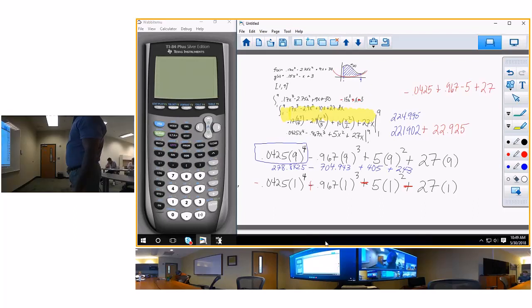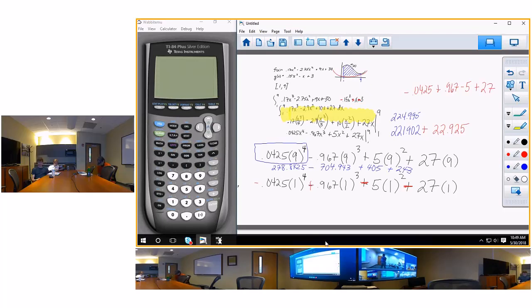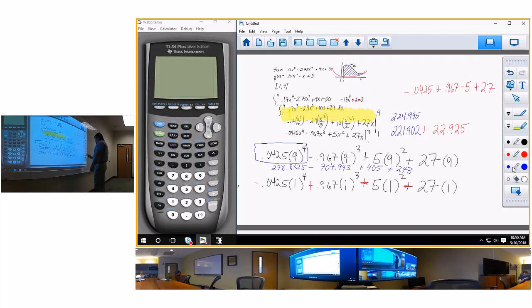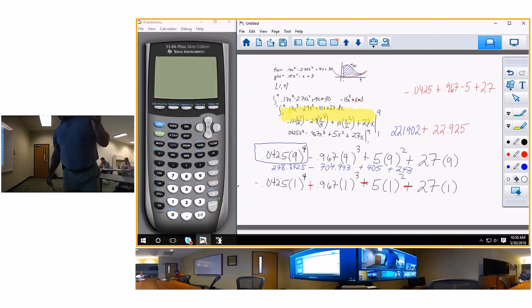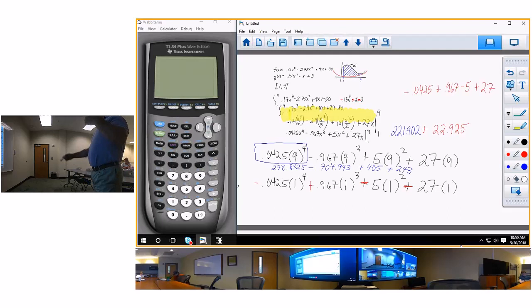I got 221.9. Okay, we still got 221.9. What else? All right, now the one problem is we've got our numbers right, but we got a sign wrong. Somebody take 221.902 minus 22.925 for me. Tell me if you get 199 or 191 point something. 198.97.